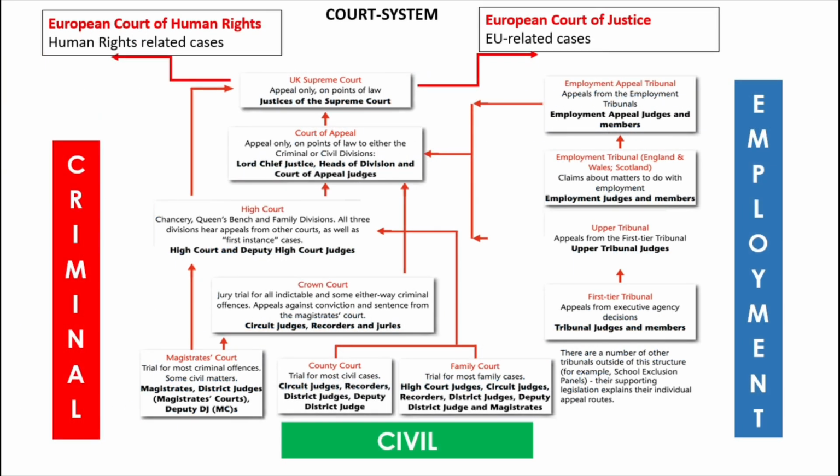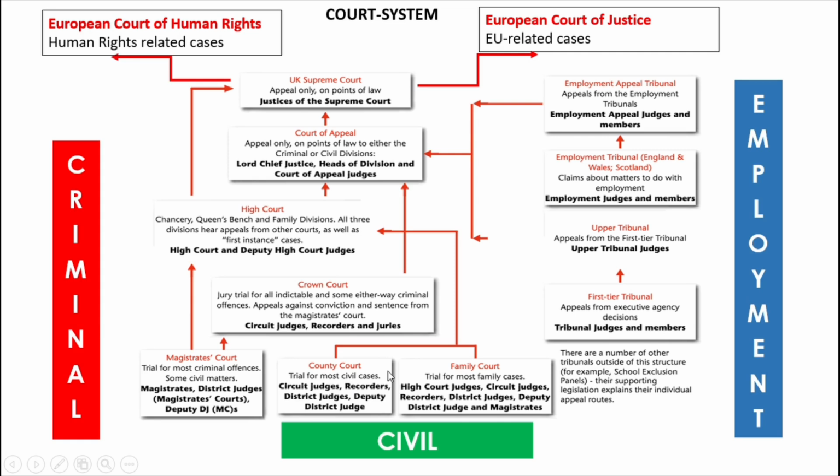Tribunals. This diagram here shows the court system in England and Wales. Please make sure you familiarise yourself with this. It's very important that you know it. The diagram also shows you what types of judges sit in which types of courts, so who presides over each court or tribunal. The key things you need to know is that there are criminal courts, civil courts, and employment tribunals.